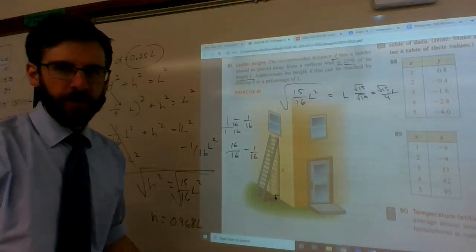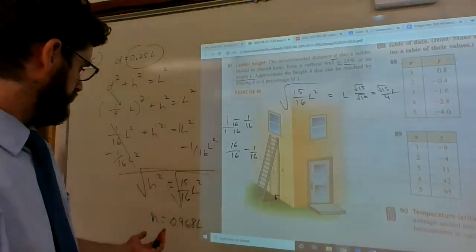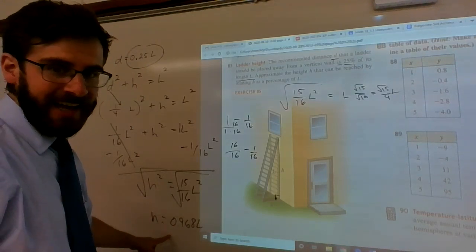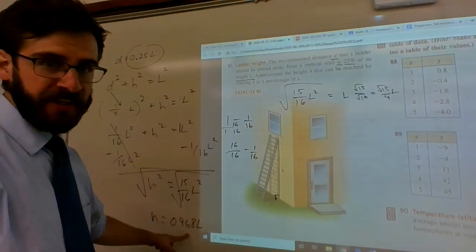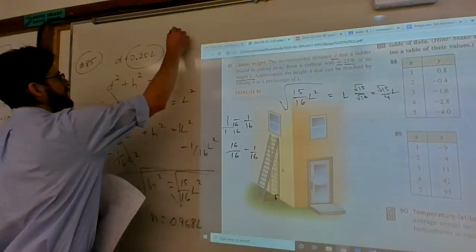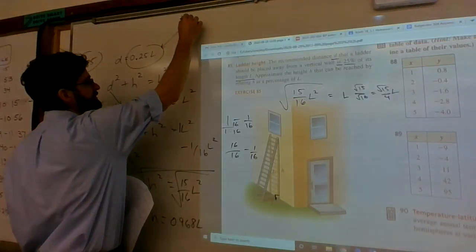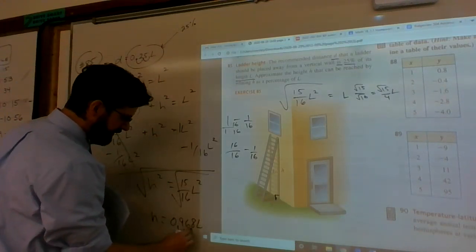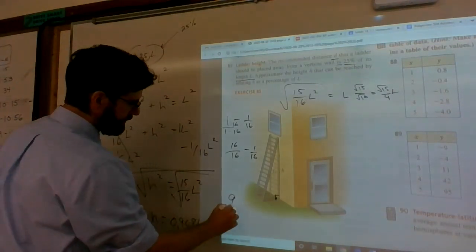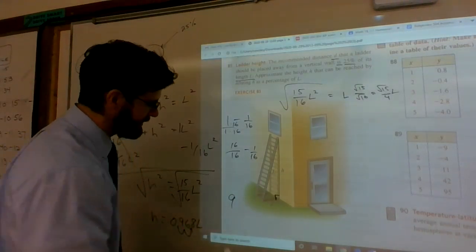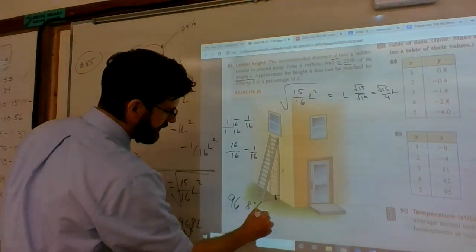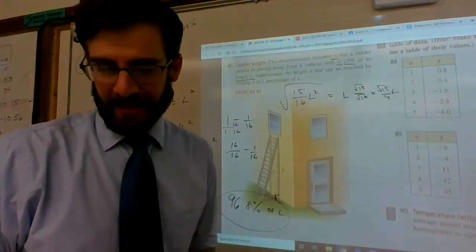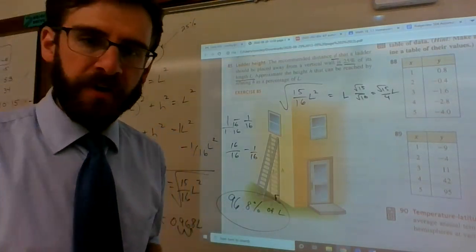So really, what did we accomplish here? We know that the height is always going to be approximately 96.8% of L. The distance was 25% of L. Sorry, I keep saying 98, I mean 96.8% of the ladder's length. So, interesting little ladder problem there. Let's move on to number 87.